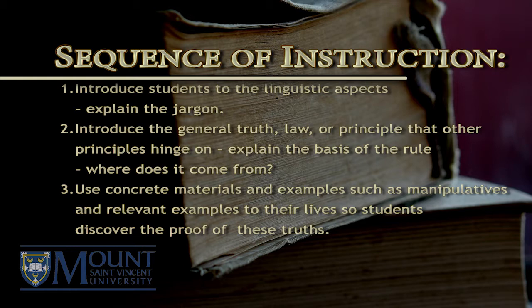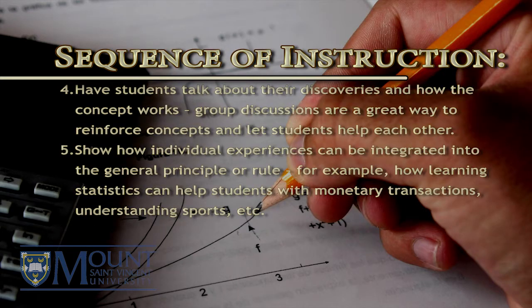Number 3. Use concrete materials and examples, such as manipulatives and relevant examples to their lives, so students discover the proof of these truths. Number 4. Have students talk about their discoveries and how the concepts work. Group discussions are a great way to reinforce concepts and let students help each other. Number 5. Show how individual experiences can be integrated into the general principle or rule. For example, how learning statistics can help a student with monetary transactions, understanding sports, etc.